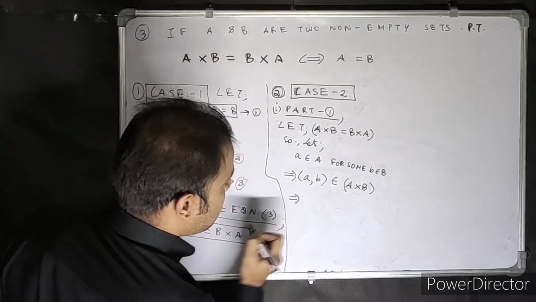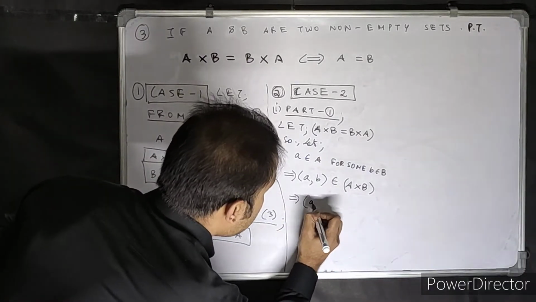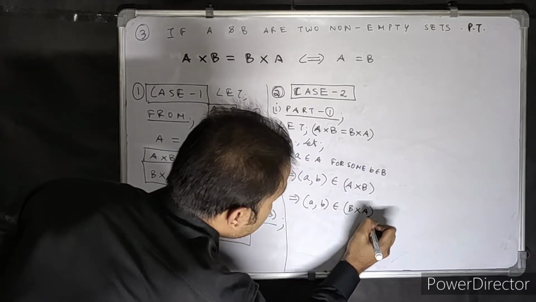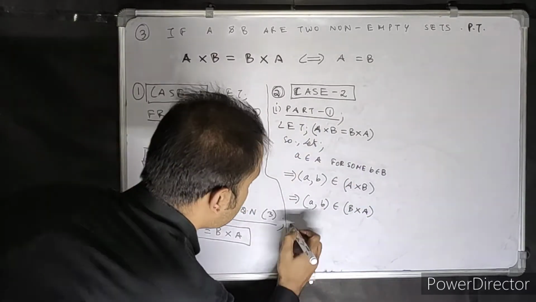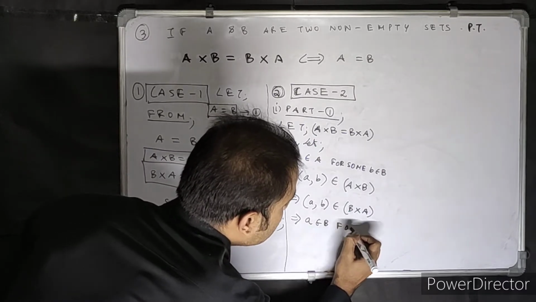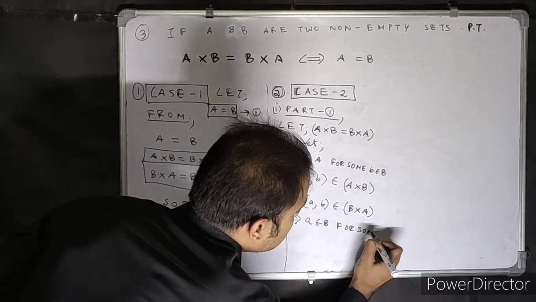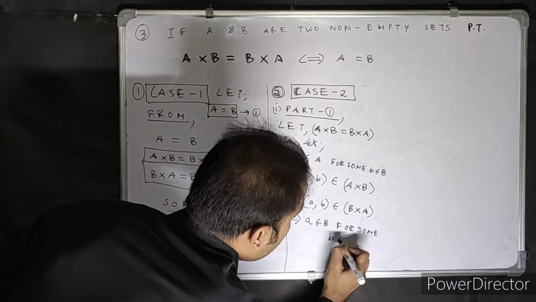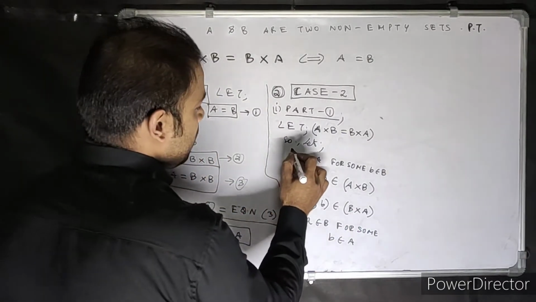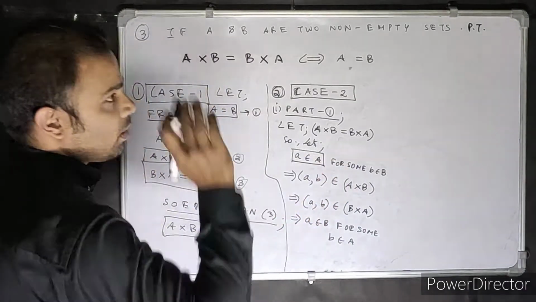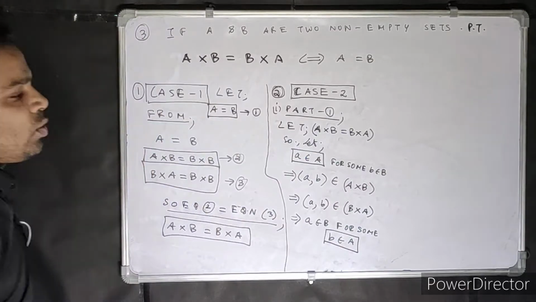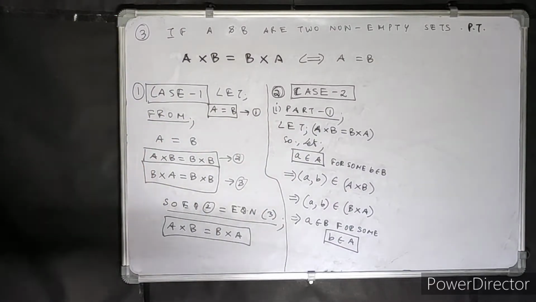Which implies that (a, b) belongs to B cross A. Why? Because A cross B is equal to B cross A, which implies a belongs to B for some b belonging to A. So you see where you had started from. You started from here and then you ended here.